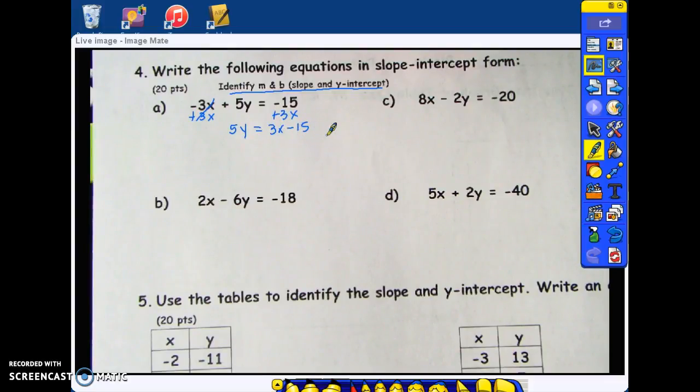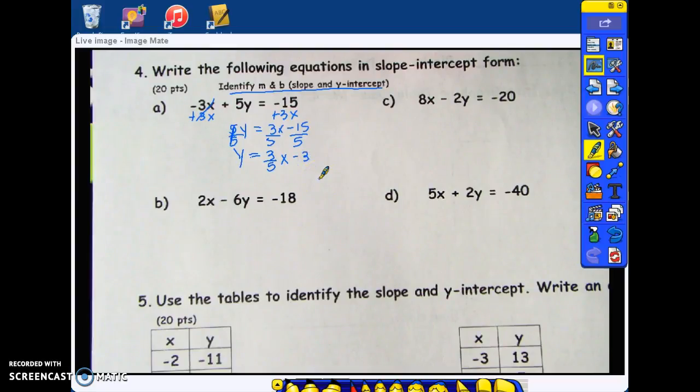Some people will write -15 plus 3x. Slope-intercept form says y equals mx plus b. Whatever x term we have, that is what we need to write first. Okay? We divide by 5 for every number in the equation so that I'm left with y by itself on the left side. 3 divided by 5 does not give me a whole number, so I'm going to leave it as a simplified fraction. And -15 divided by 5 is -3.